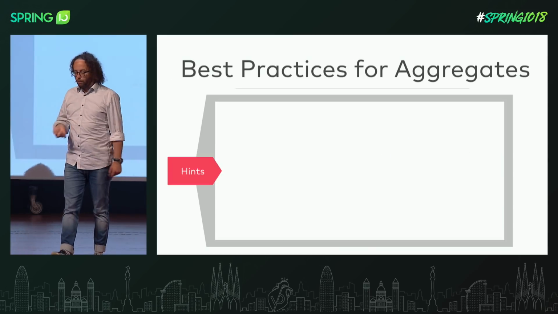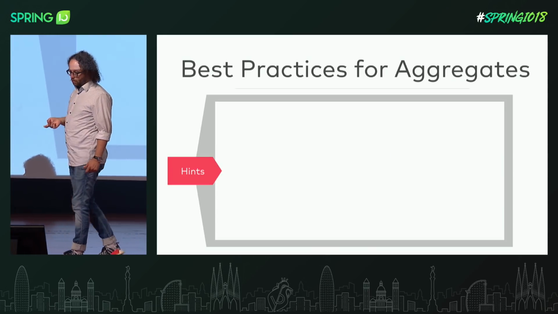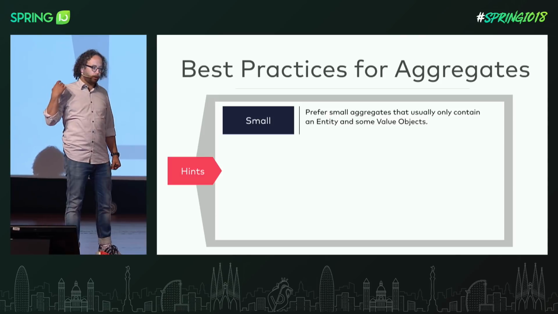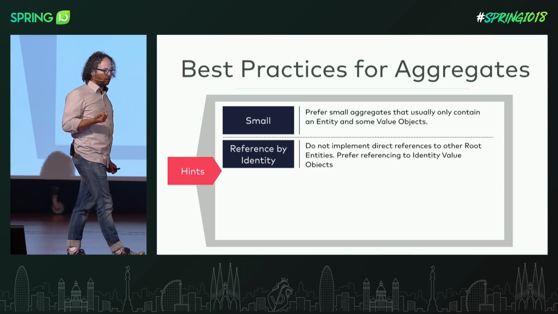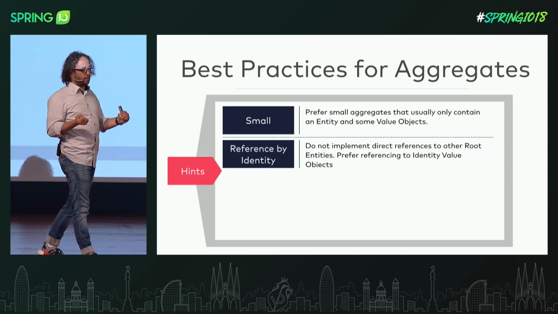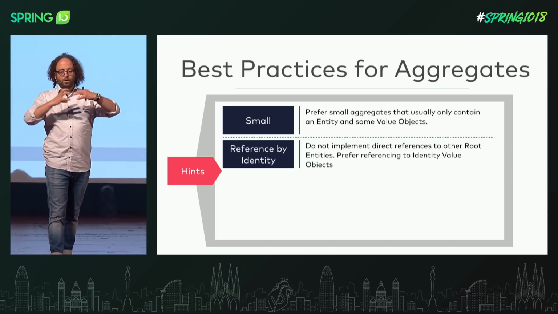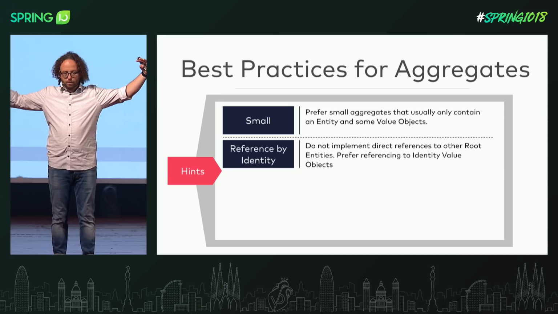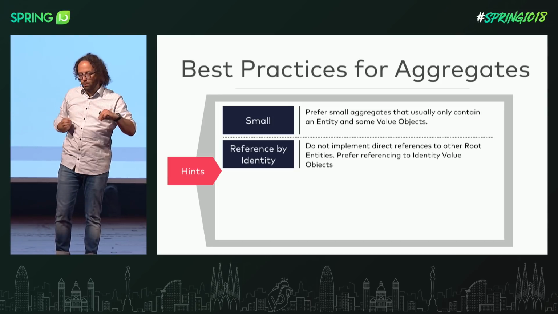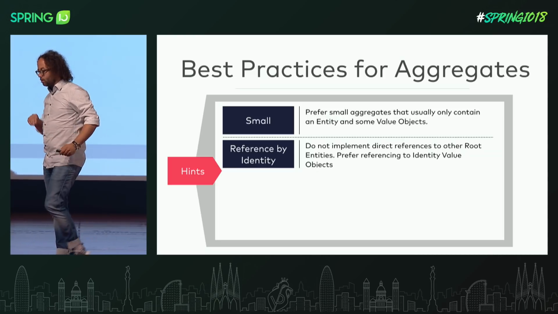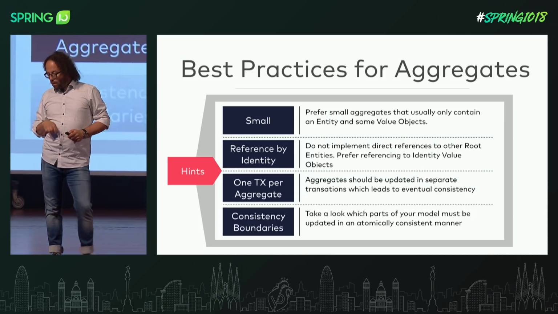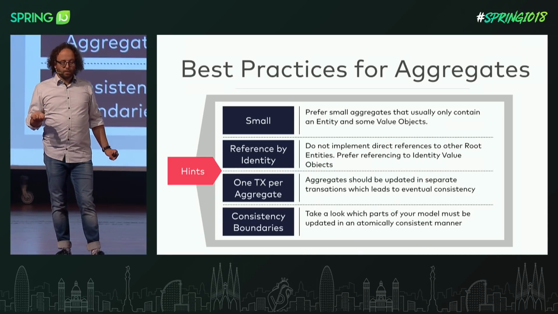And there are a couple of rules of thumb and best practices for aggregates. The first one is keep them small. Reference them by identity. So please don't go ahead and build big reference graphs between aggregates. I will come back to that with an example in two minutes or so, where we see that very explicitly. And make them a consistency boundary.